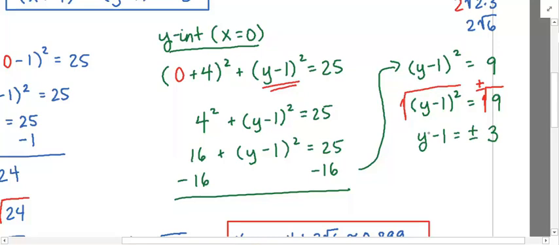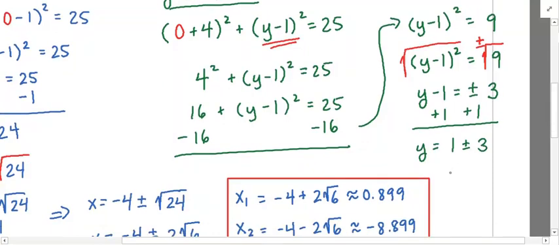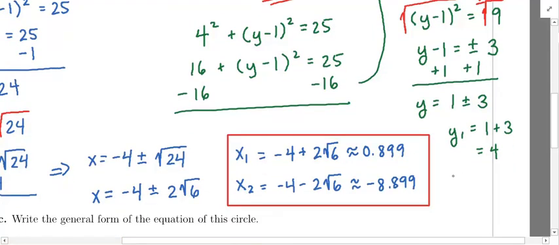Okay, and then lastly, the y has been freed from the parentheses. So we need to get it by itself. So we have to undo the subtraction of 1. So we're going to add 1 to both sides. Okay, so we're going to get that our y-intercepts are going to be positive 1 plus or minus 3. Again, you end up with 2 y-intercepts. You get the first one by picking the plus sign in the middle. 1 plus 3 is 4. So you get a y-intercept of 4. And then the second one you get by picking the minus sign in the middle. So 1 minus 3 is -2.